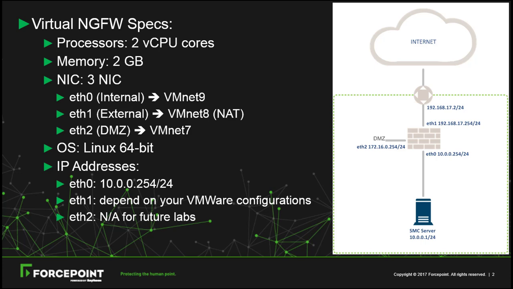The IP addresses assigned to the interfaces will be 10.0.0.254/24 for Ethernet 0 and will represent the internal interface. Ethernet 1 will be assigned an IP address, but that depends on the VMware workstation configuration. We will see that shortly when we assign an IP address to this interface. And no IP address will be assigned to Ethernet 2.